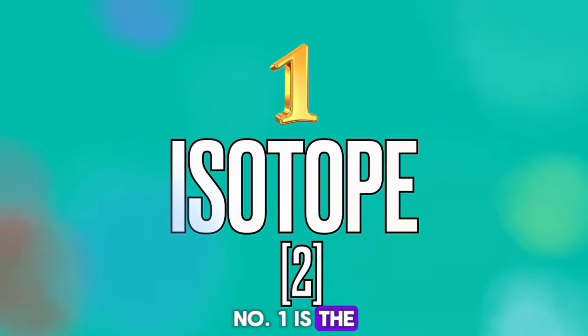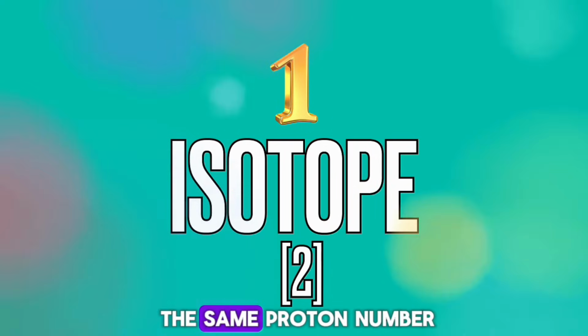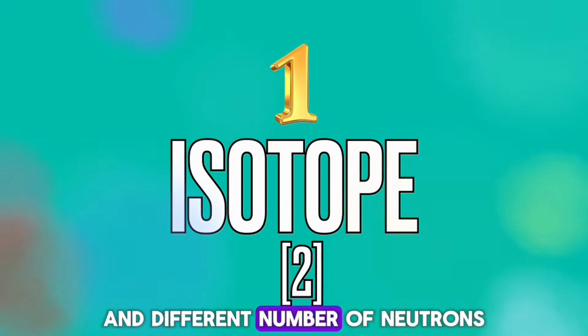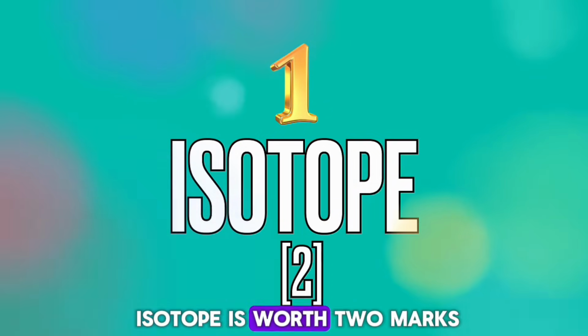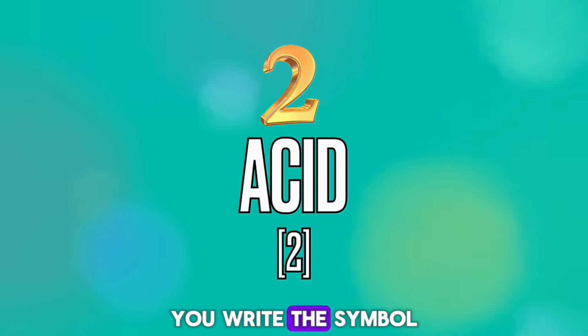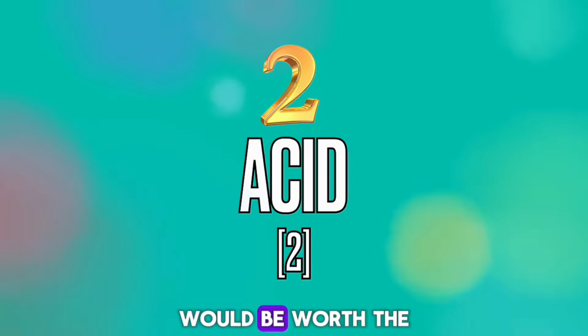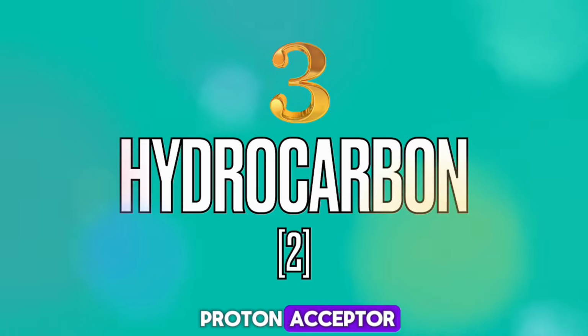Number 1 is the definition of an isotope. Isotopes are atoms with the same proton number and different number of neutrons. The definition of an isotope is worth 2 marks. Acids are proton donors. You write the symbol of the proton would be worth the 2nd mark. A base is a proton acceptor.